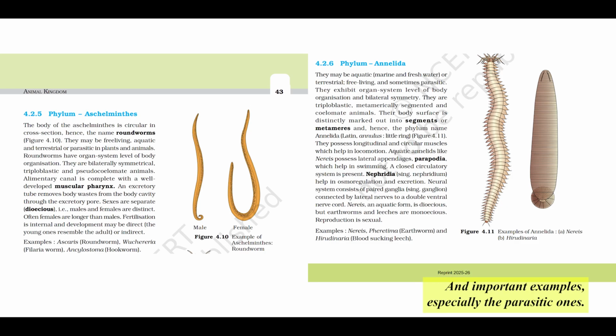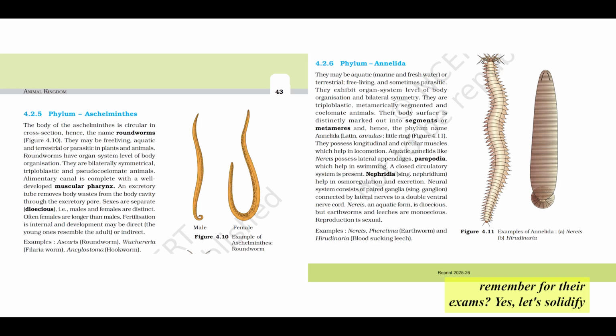And important examples, especially the parasitic ones. Yes, several medically important examples fall here. Ascaris, the common roundworm causing ascariasis, Wuchereria, the filaria worm causing elephantiasis, and Ancylostoma, the hookworm causing anemia. The distinction between pseudocoelomates and acoelomates, and then true coelomates, is definitely a frequent point of confusion. Could you just quickly reiterate what makes the pseudocoelom pseudo, and why Aschelminthes are such key examples students absolutely must remember for their exams?